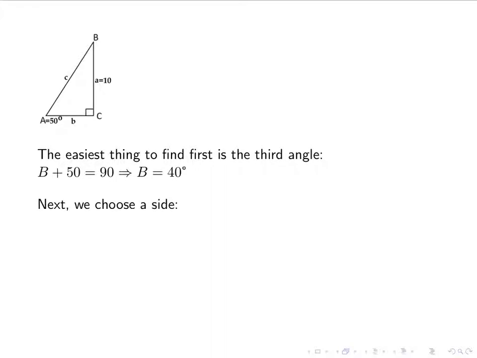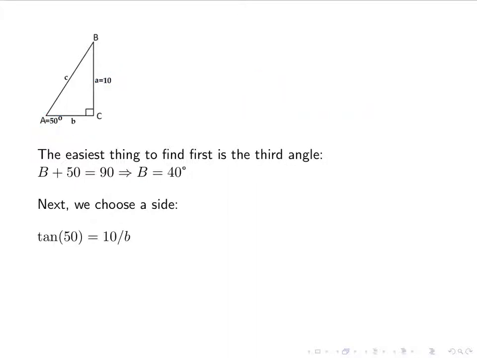Next, we're going to choose a side. Again, it doesn't matter. I'm going to go alphabetically. So I know side A, I know angle A, and I'm going to look for side B. Side A is opposite angle A, and side B is adjacent, because again, it's next to it. And that comes from TOA. So I'm going to be using tangent.